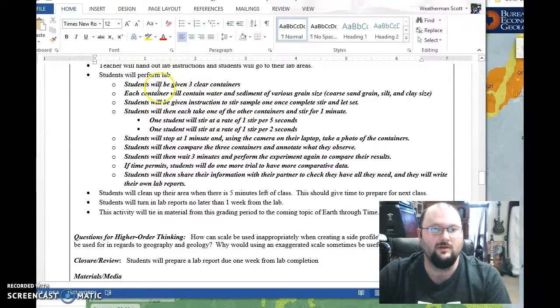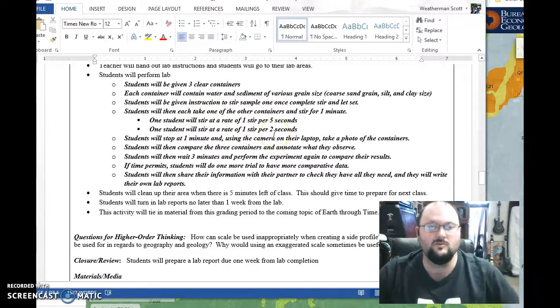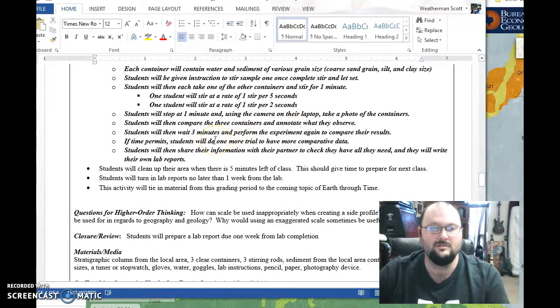The steps, when they do the lab, are that they're going to be given at least 3 containers. Each container is going to contain water and sediment of various grain sizes, preferably local: coarse sand grain, silt, clay size, whatever's there. They're going to stir the first one at least once, and just let it set. That's going to represent deep water deposition. Then they're going to have 2 others that they're going to do 1 stir per 5 seconds and 1 stir per 2 seconds for a minute apiece. And then they're going to repeat it 3 times.